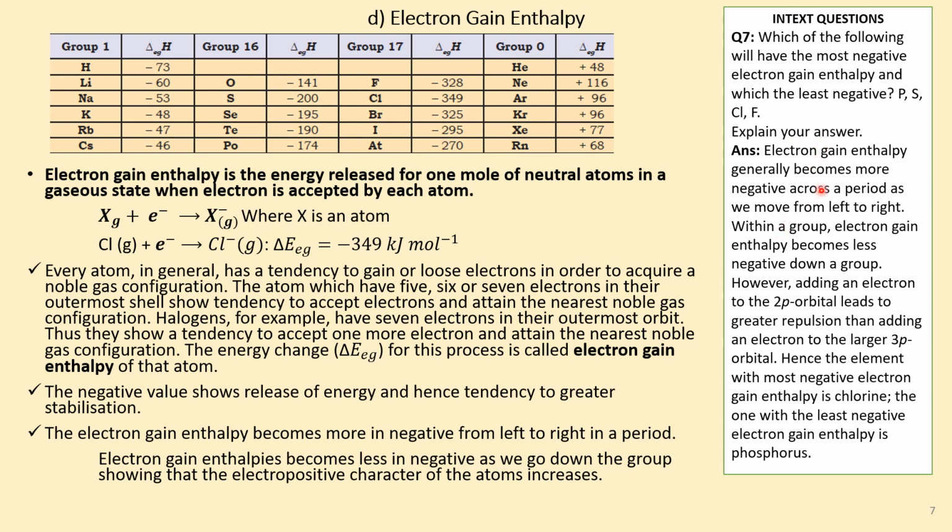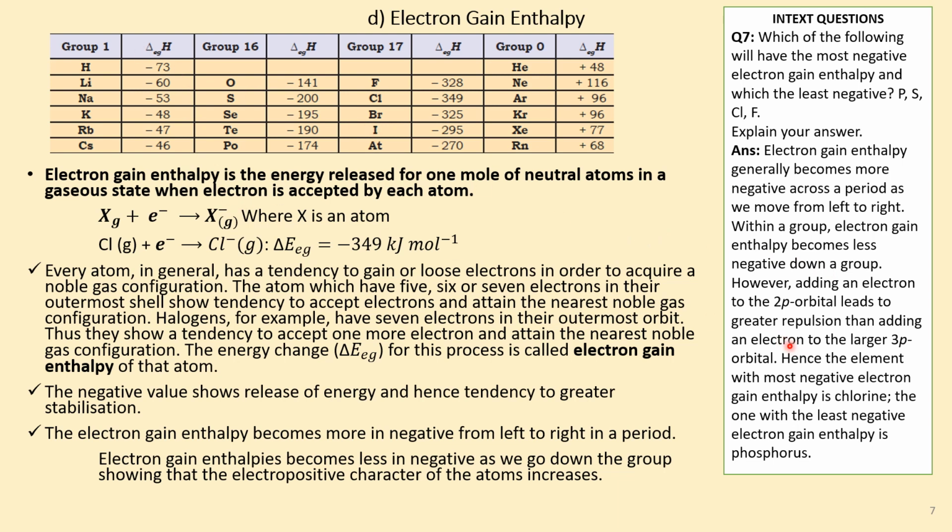Explain your answer. Electron gain enthalpy generally becomes more negative across a period as we move from left to right, as we have seen from the table shown on your screen. Within a group, the electron gain enthalpy becomes less negative down the group.